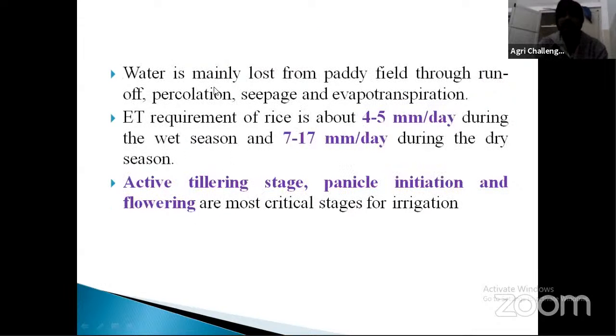And in paddy field, water is mainly lost through runoff, percolation, seepage, and evapotranspiration. Generally, this ET requirement, that is evapotranspiration requirement of rice, is about 4 to 5 mm per day during wet season, and 7 to 17 mm per day during the dry season.